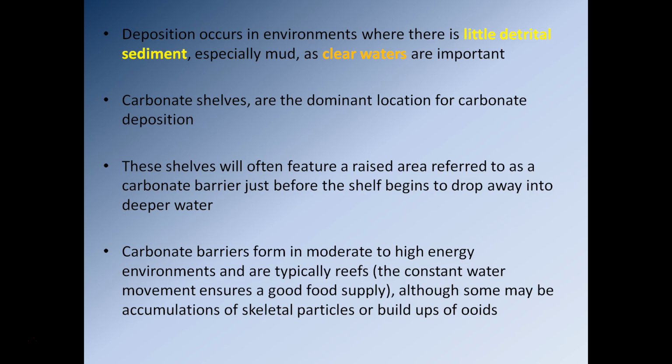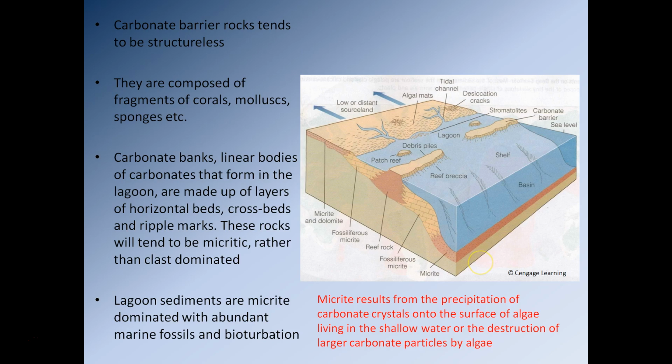Reefs like to be in relatively energetic environments because the constant water movement means there's a good supply of food. Some barriers can be made of skeletal particles, so shells or bits of shell, or they can be made of a buildup of ooids, but the vast majority of carbonate barriers are reefs. Carbonate barriers tend to be structureless. They just tend to be a mass of carbonate material. And as I said, they can be composed of corals, mollusks, or sponges. So most carbonate barriers are reefs.